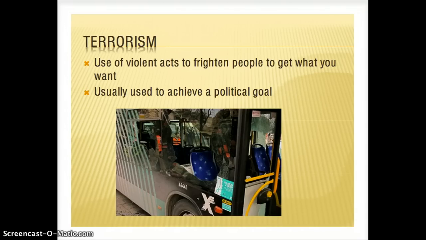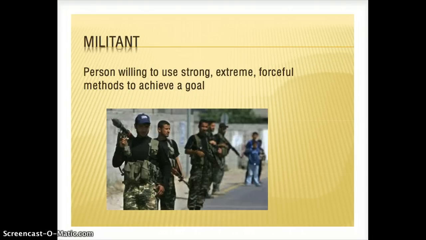And usually terrorism is used to achieve a goal, and usually a political goal. So they want a nation out of a country, or they want a person in charge. Terrorism is thousands of years old. It's nothing new, but usually it's with a political goal in mind.